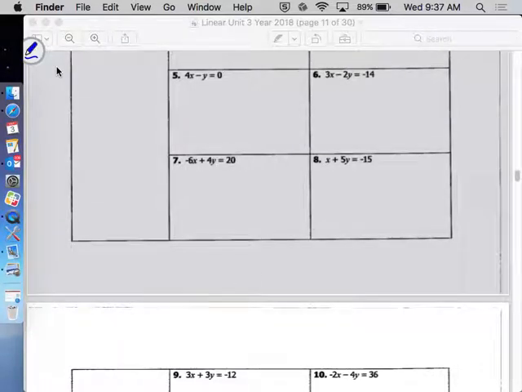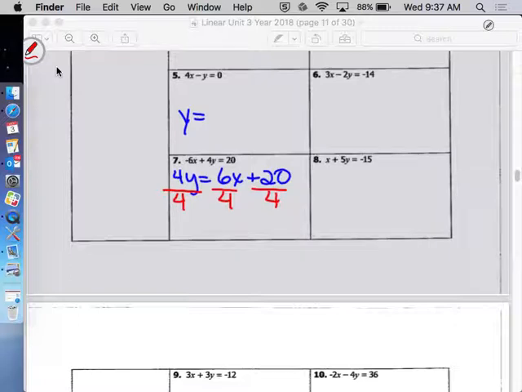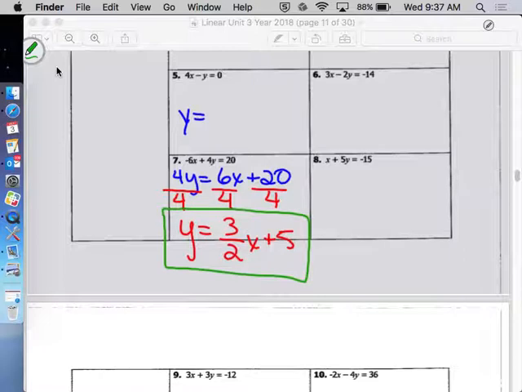So number 7, once again, the goal of this particular exercise is to take standard form and convert it back to slope-intercept form. So my goal is to isolate the y. I would add 6x to both sides, and then all three terms are going to get divided by 4. So I now have y equaling 3/2 x plus 5. Noting that both of these would graph as the same thing. So I'm going to leave this on the smartboard, and I want to analyze number 7.